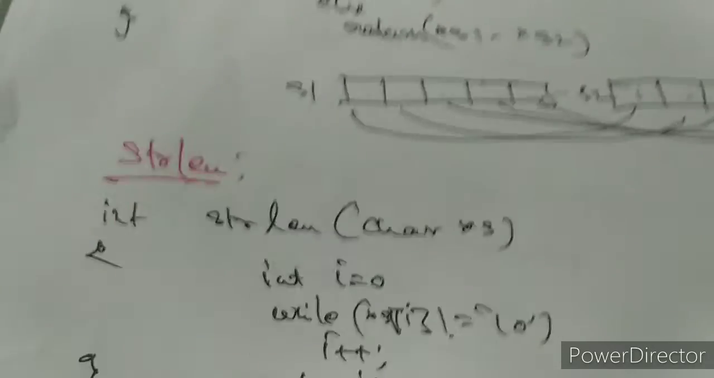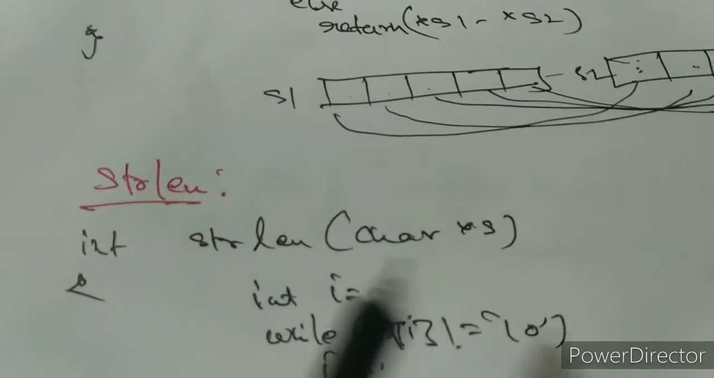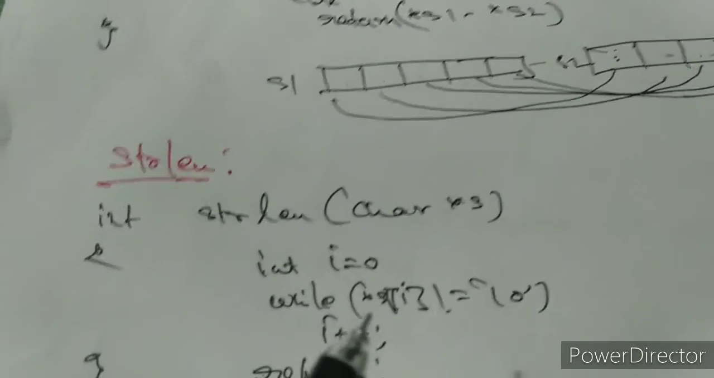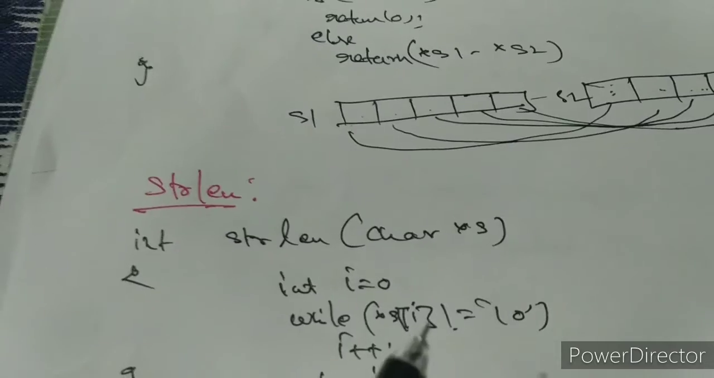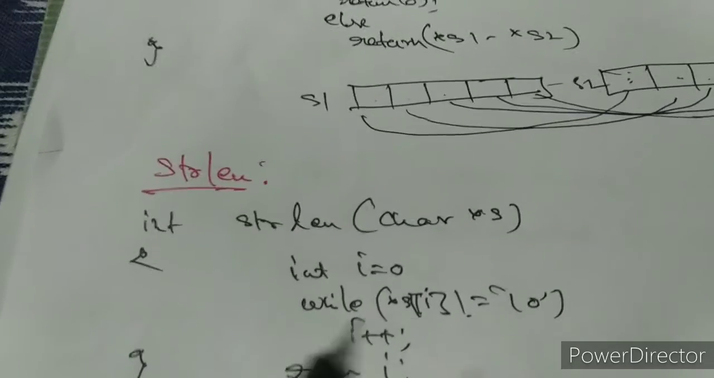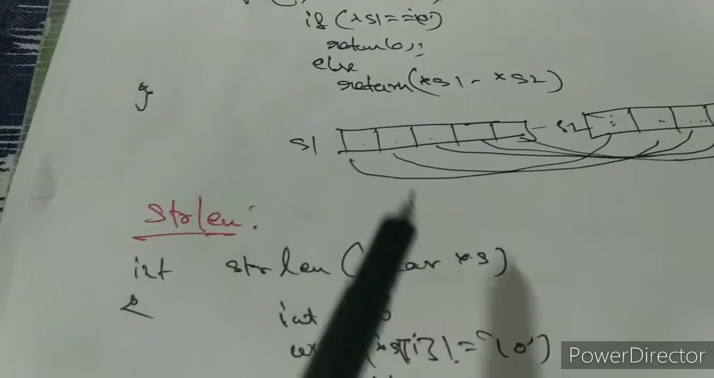How can we implement the string length function? To implement it, I am taking int string length, char *s1, int i equal to 0, while s1[i], this is the array type, not equal to the null character, i++. Here return i. This implementation is very simple.